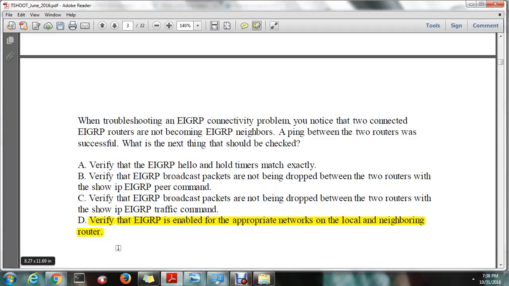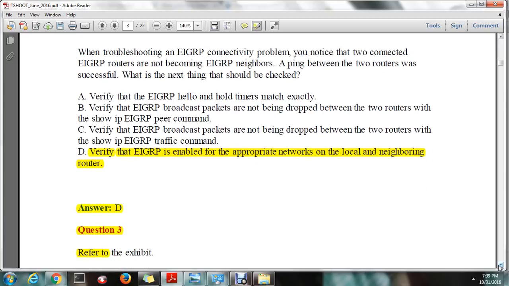If you are going to use the interface based command, then you have to go to the interface and enable EIGRP with respect to the interface, or you are going to advertise the two networks, that is FastEthernet 0/0 and FastEthernet 0/1 only need to participate in the EIGRP neighbor formation or EIGRP advertisement of the routes. Then you have to check whether the proper EIGRP section was configured on the local as well as the neighboring router. Okay, this is the answer for the second question.